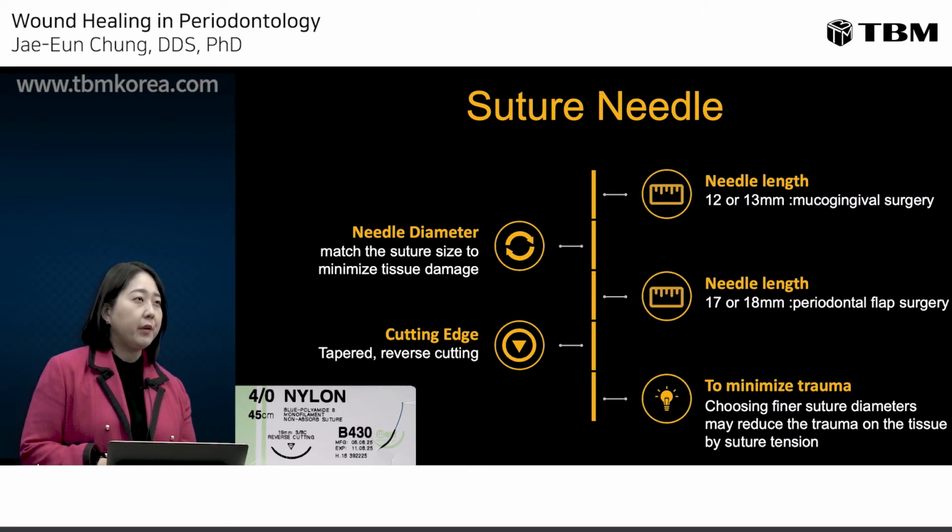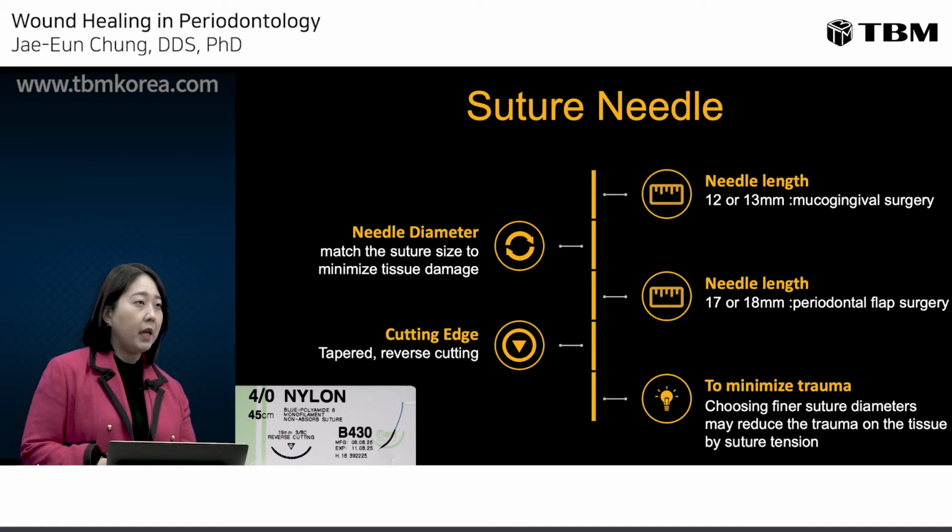Every suture material reveals the information of the needle on its cover. A 12 to 13 mm needle length is suitable for mucogingival surgery, and a longer needle, maybe 17 or 18 mm, is suitable for periodontal flap surgery.